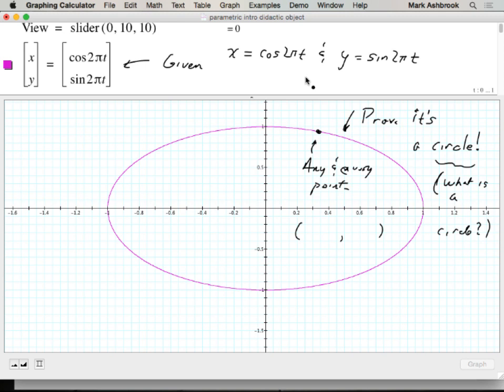No, that's true. That's given. It's given that every coordinate on the circle has these coordinates. That's given. So what do we need to show to make it show that it's a circle? What makes it a circle? Yeah, right. So how are we gonna do that?